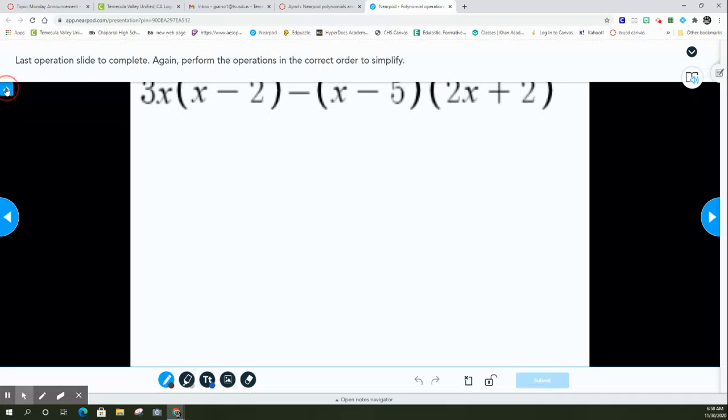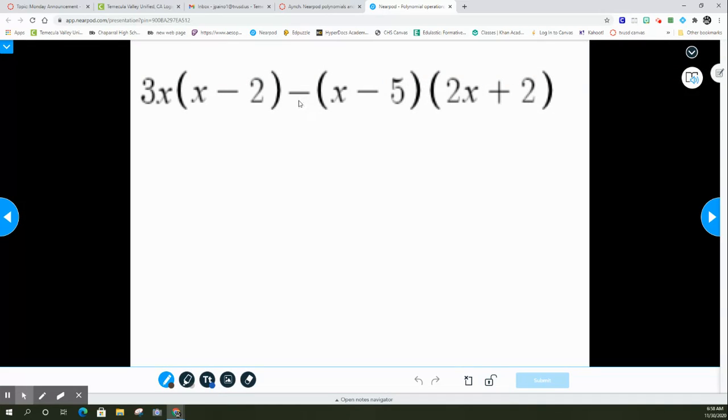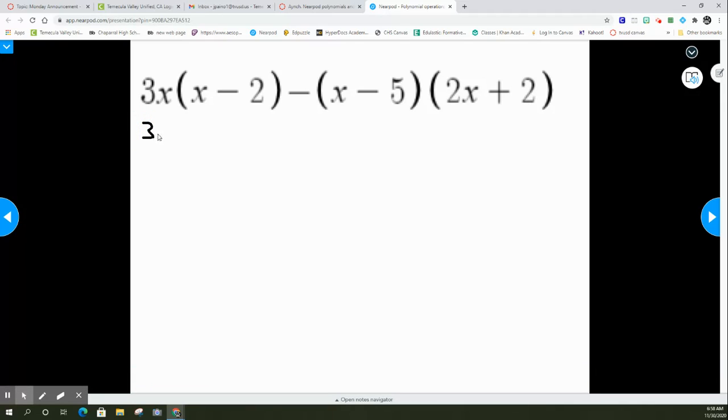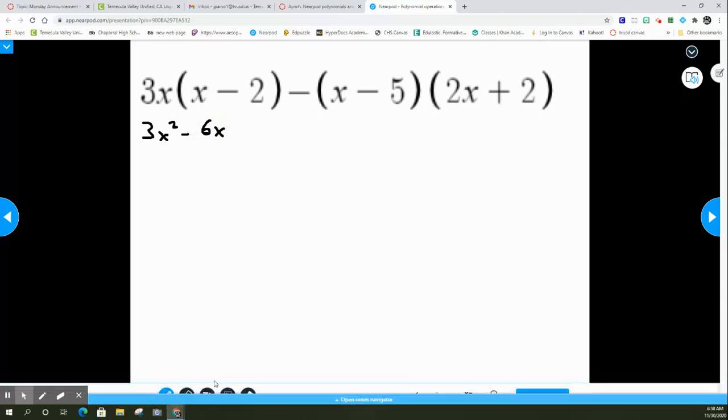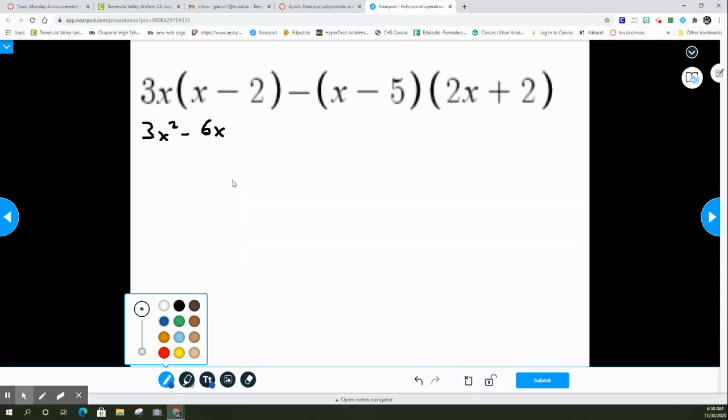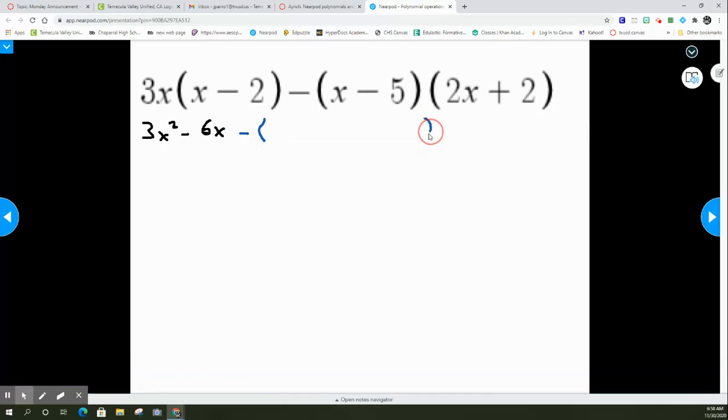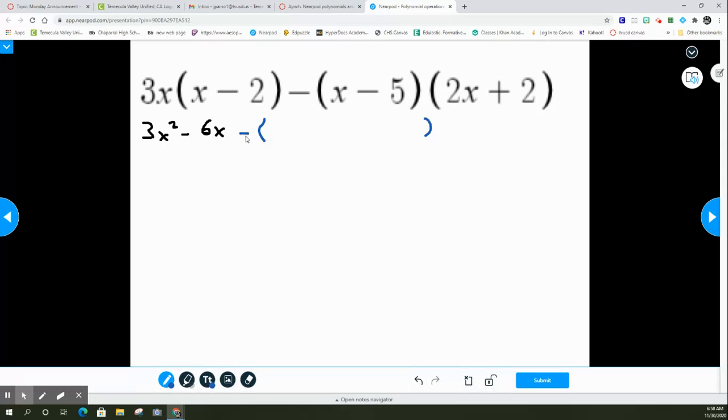So same thing here. Okay, this one's going to be a little bit trickier because of this minus. So let's go ahead and work through it. All right, so I got 3x squared minus 6x. And what I'm going to do here is put that minus sign. Okay, and then I'm going to put everything that I multiply when I FOIL this together inside here so I know to distribute that negative.